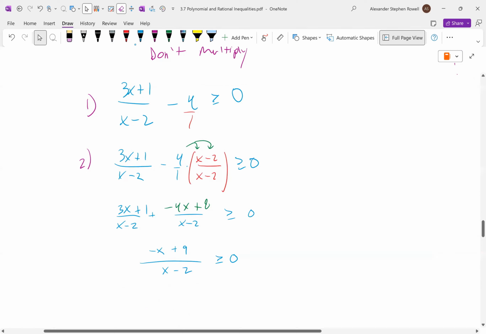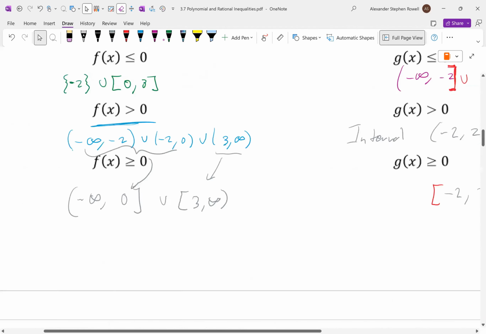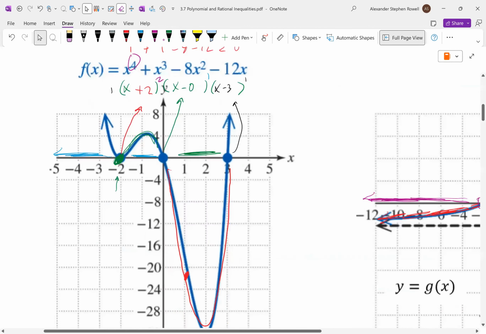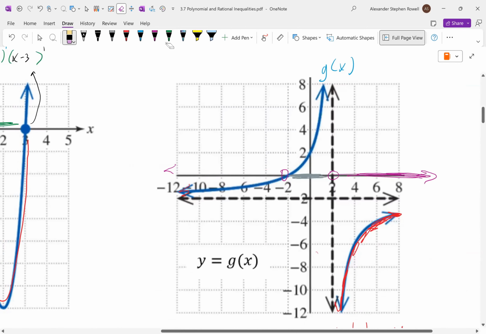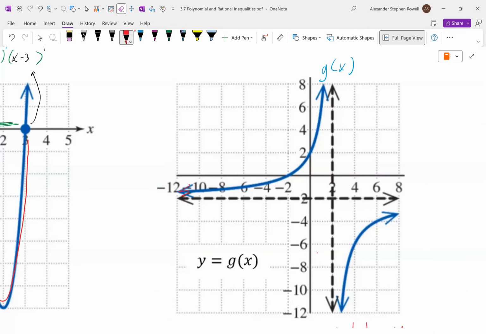So where can my function, this is my function, maybe I should label it f of x, where can it switch from positive to negative or switch from negative to positive? Let's look at the graph from yesterday. This is an example of a rational function. Where can it change from negative to positive? So do you agree that this function is negative down here? It's below the x-axis, so it's negative. Where does it flip to positive?